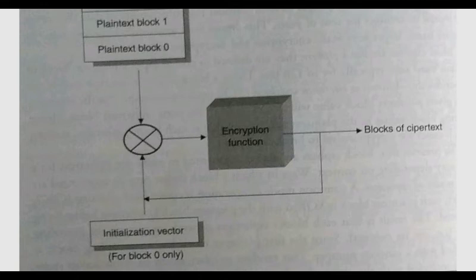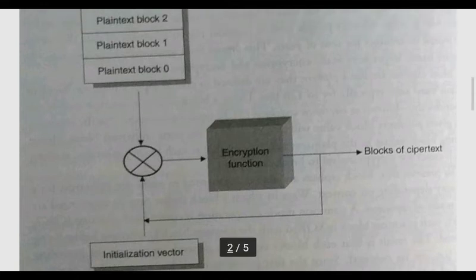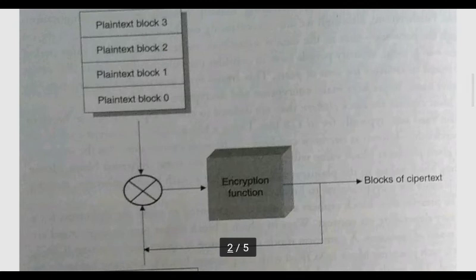That first cipher block is exclusive ORed with the next plain text block 1, and the result once again will be given as an input to the encryption function. Now you have cipher block 1. This cipher block 1 will be exclusive ORed with plain text block 2. The result will be given as an input to the encryption function. Now you have cipher block 2. So on, this process is continuous. This process of converting these plain text blocks into cipher blocks is what you call cipher block chaining. Cipher block chaining. Is it clear?